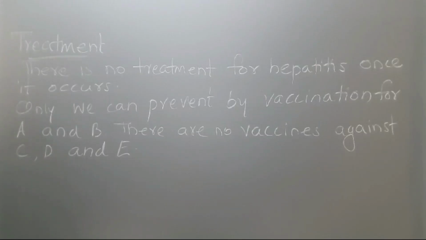What is the treatment for hepatitis? There is no treatment for hepatitis once it occurs. We can only prevent it by vaccination for hepatitis A and hepatitis B. There are no vaccines against hepatitis C, D and E. Remember, this disease is also very dangerous. So you have to be very careful when you come across such patients in the hospital especially. Keep all these things in your mind when you come in contact with such patients.